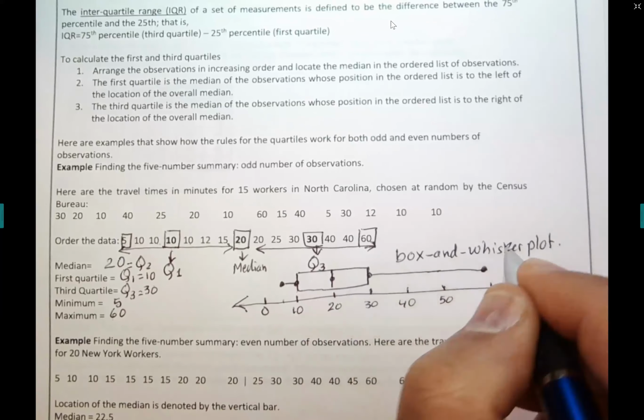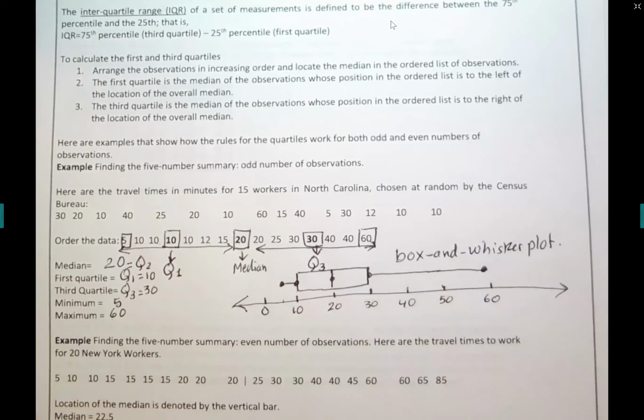A question for you guys. By looking at the box-and-whisker plot, can you tell if the data is symmetric or not symmetric? You should be able to tell from the box plot if the data set is symmetric, bell-shaped, or not. My answer is no, but how do I know that? It's skewed to the right. How did you know that?